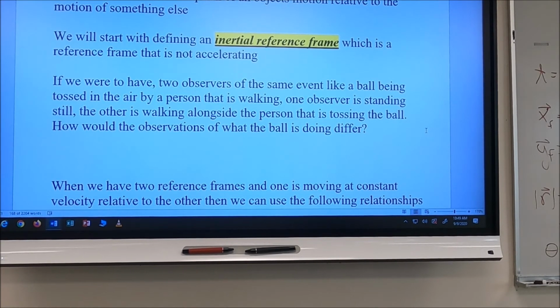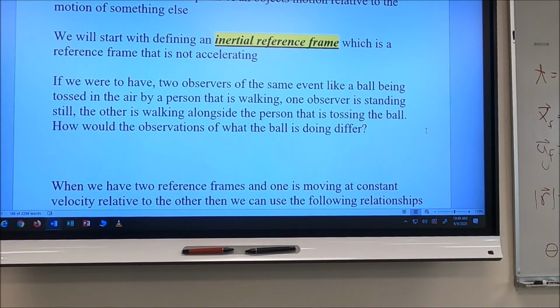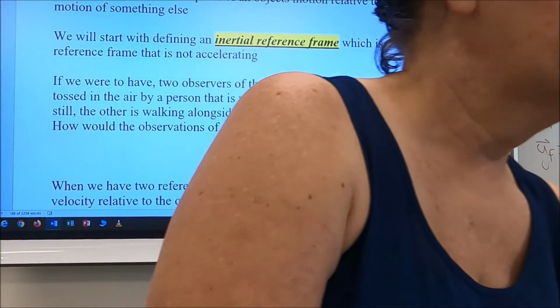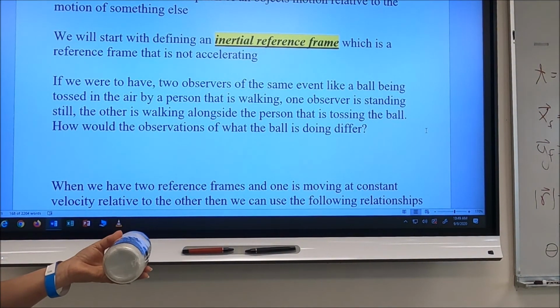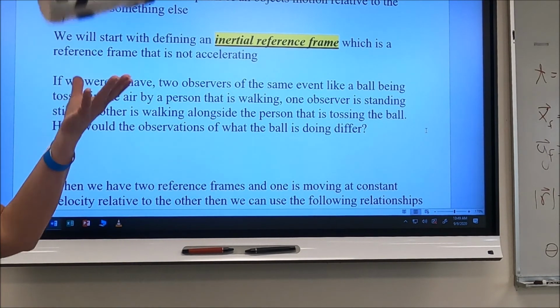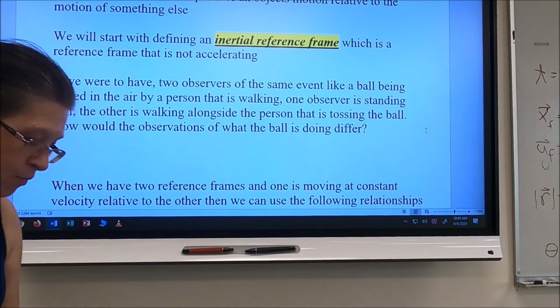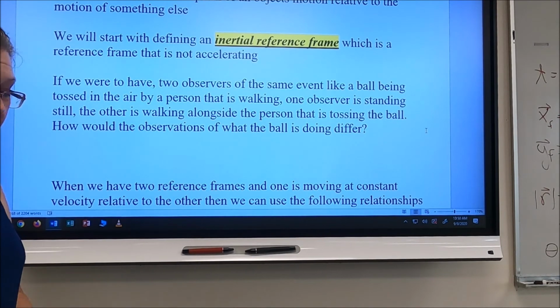So what we're thinking of here is comparing what two different observers of the same event see and how they would describe it. If I were to take my drink bottle here, and I were to just throw it up and down, I'm not moving. You guys and me, we both just see it going up and down.